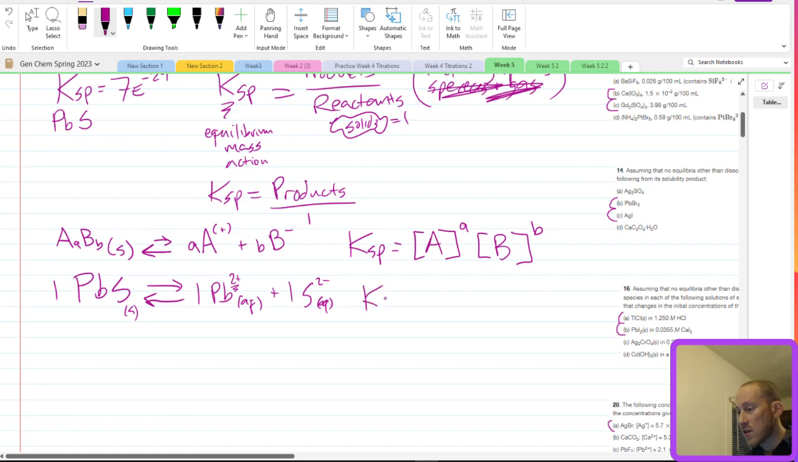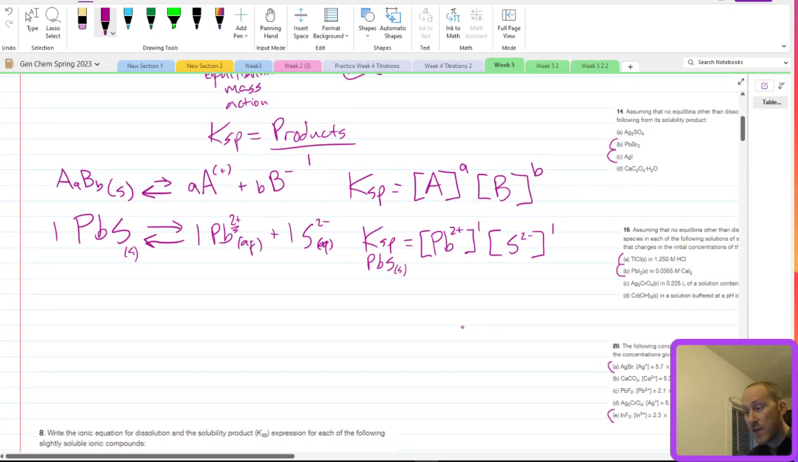So the KSP expression for lead sulfide is the concentration of lead to the 1 times the concentration of sulfide to the 1. And obviously I don't typically bother writing to the 1, but since it's the first problem of the video, I thought I'd be super thorough, because this problem is worth spending a few extra minutes on because it sets us up for basically the next like 8 problems or something.